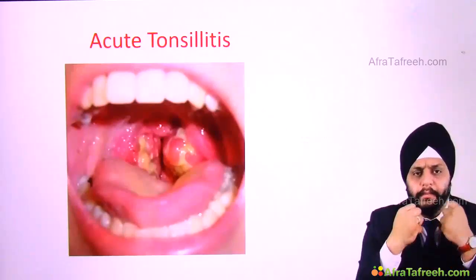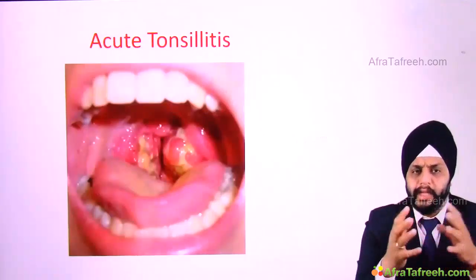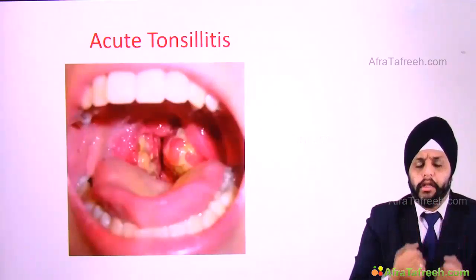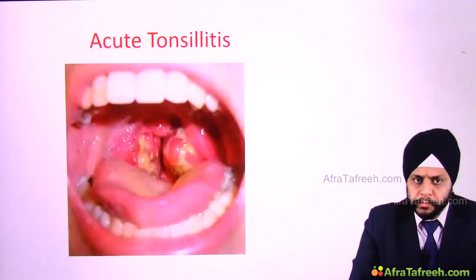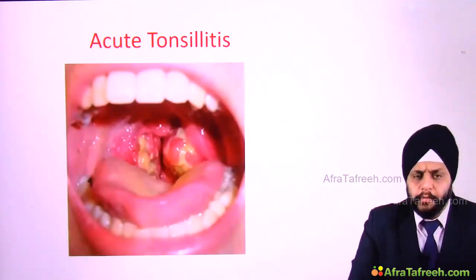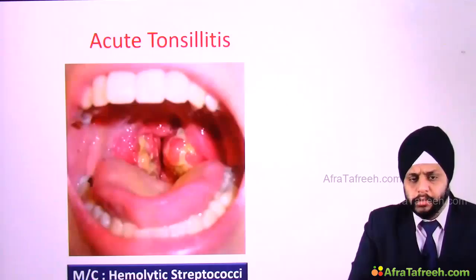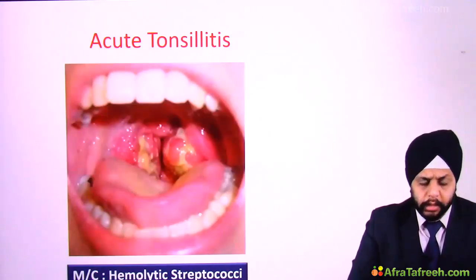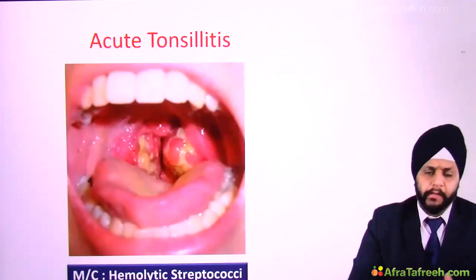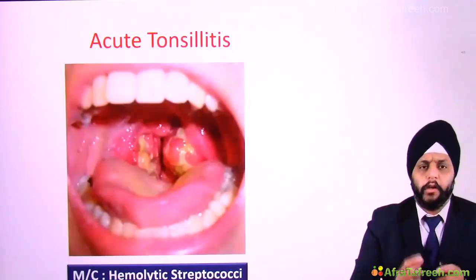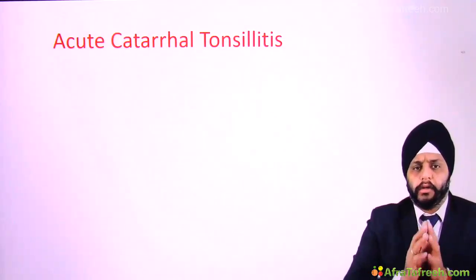As a result, they will become inflamed. So this condition is known as acute tonsillitis. It's a normal body response to the infection. Right? The most common causative organism causing acute tonsillitis is hemolytic streptococci. Right? Now, this acute tonsillitis can be of different types, or I can say different grades. The most common acute tonsillitis is acute catarrhal tonsillitis.